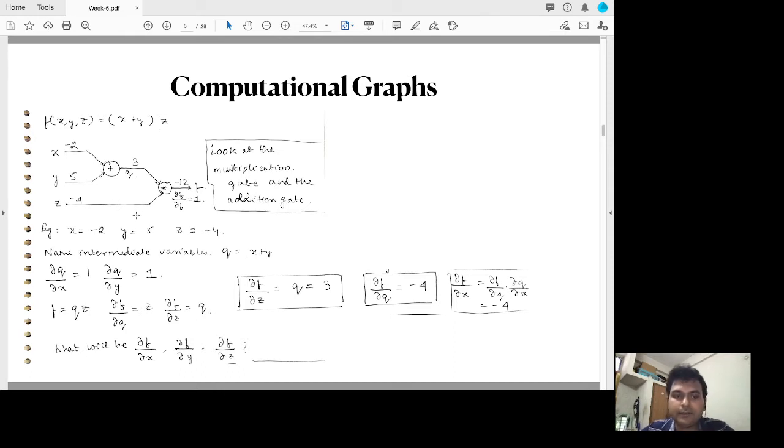So you can think that whenever you have a multiplication gate, it is as if you are switching the two gradients. Is this point clear? This is an intuition. Is this intuition clear?